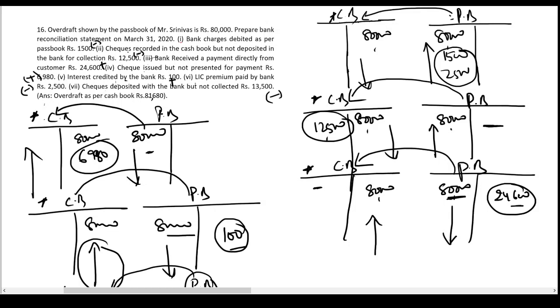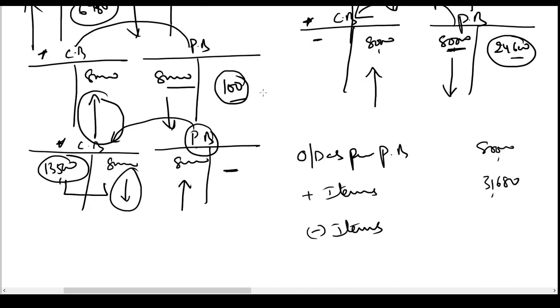And what's the total of minus items? 1,500 and 12,500 is 14,000. 14,000 plus 2,500 is 16,500, plus 13,500 is 30,000. So total of minus items is 30,000. So 80,000 plus 31,680 minus 30,000. 31,680 minus 30,000 is 1,680, which we add here, 81,680. So this will be OD as per cash book.